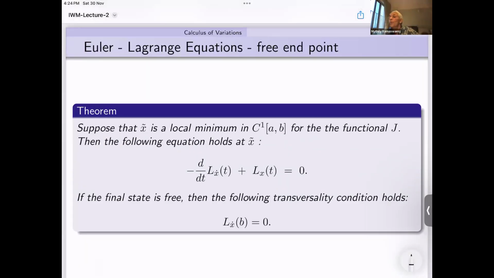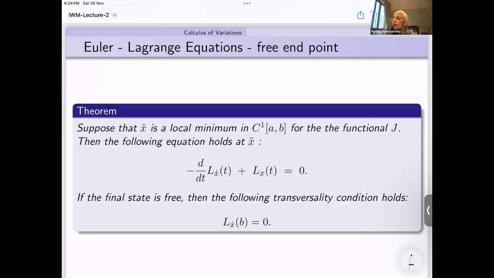So what if the endpoints are not fixed? What happens? Can you still solve? That is also possible. There are free endpoints, both endpoints free. So there are several possibilities. I have taken up only one of the possibilities.